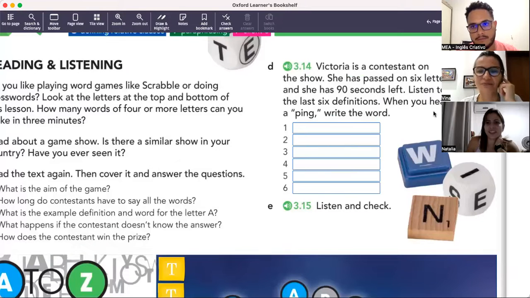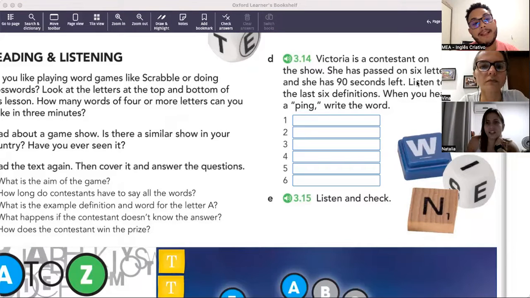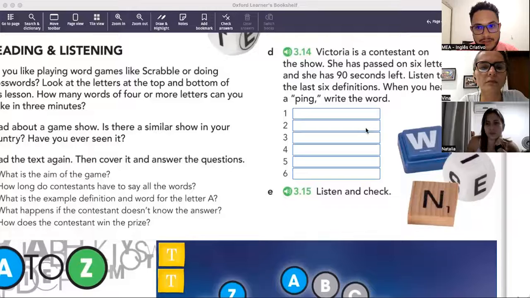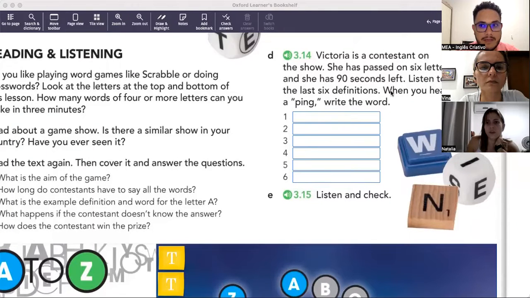Victoria is a contestant on the show. She has passed on 6 letters. And she has 90 seconds left. Listen to the last 6 definitions. When you hear a ping, write the word.